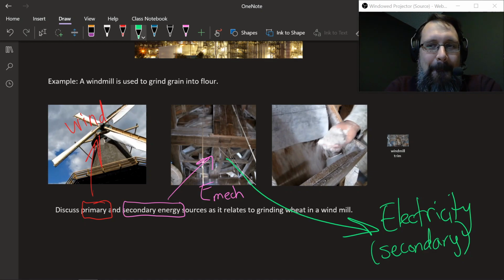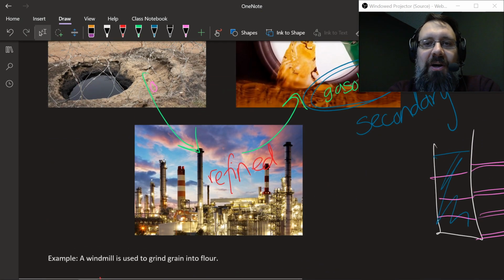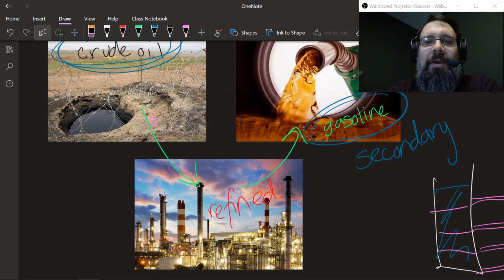It's a primary and a secondary energy source, depending on where we get it from. Yeah, that's a good point. So electricity, as it relates to transmitting it through power lines, that's a secondary source. And then technically fuels are as well. Think about this.